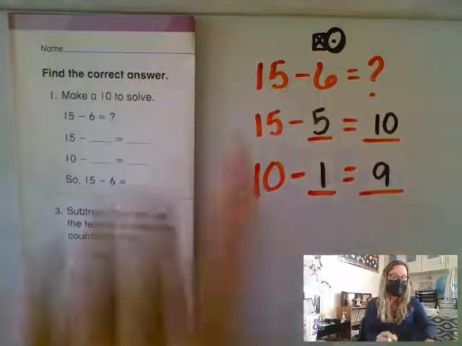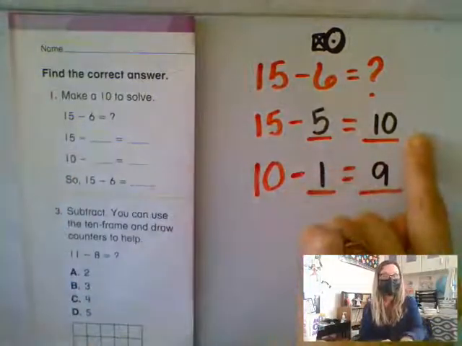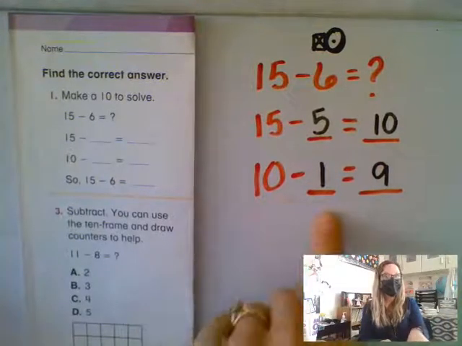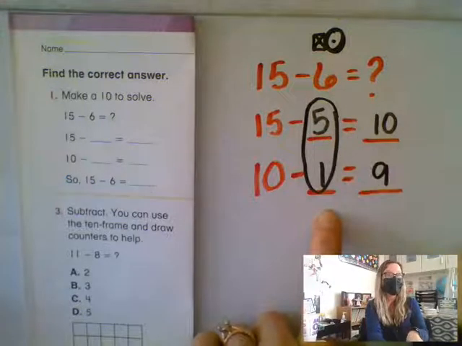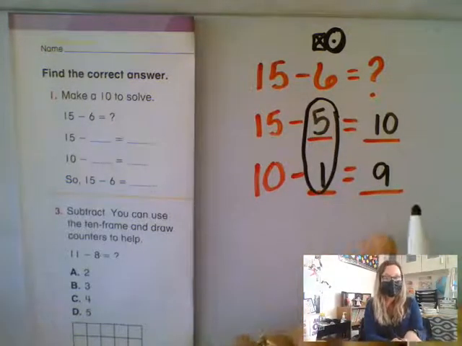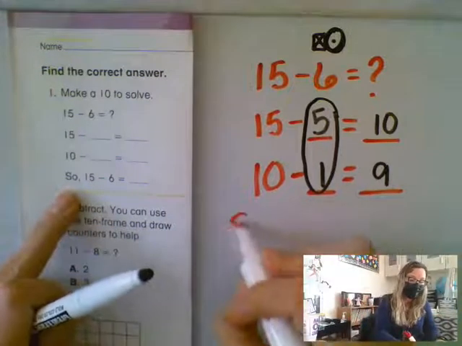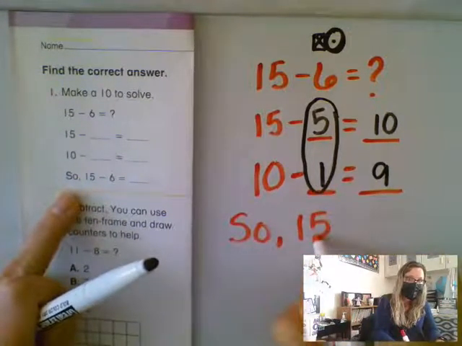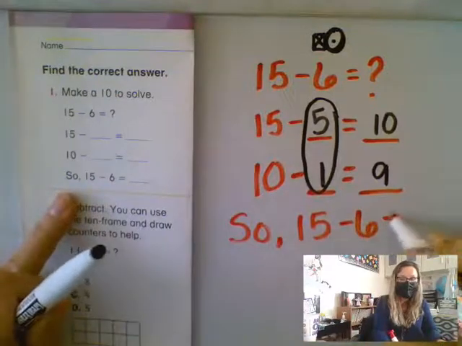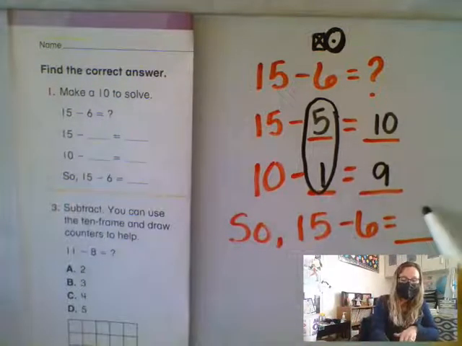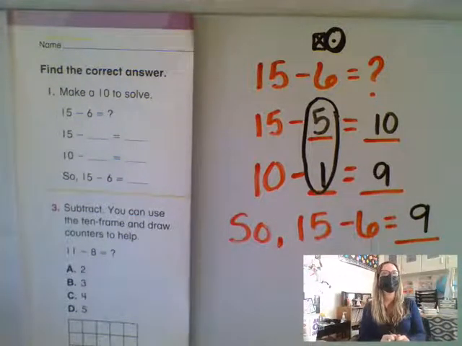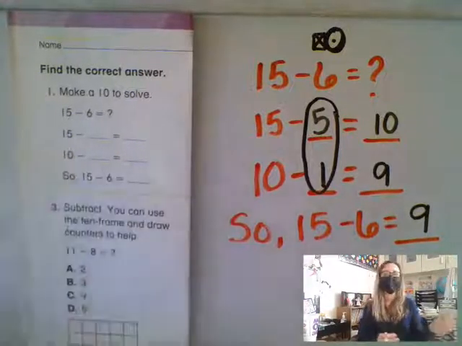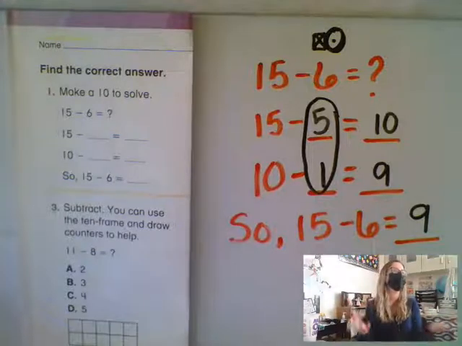9. So if 15 take away 5 is 10, and then we take from that 10 another 1, now we've taken away 6, haven't we? Because 5 and 1 is 6. So if 10 take away 1 equals 9, then our final answer says, so 15 take away 6 must equal, everyone, 9. That is what they mean when they say make a 10. Some of you, I saw you just made up your own problems, like 10 minus 5 equals 5. And hey, that's cool, but that's not what you were supposed to do, okay?